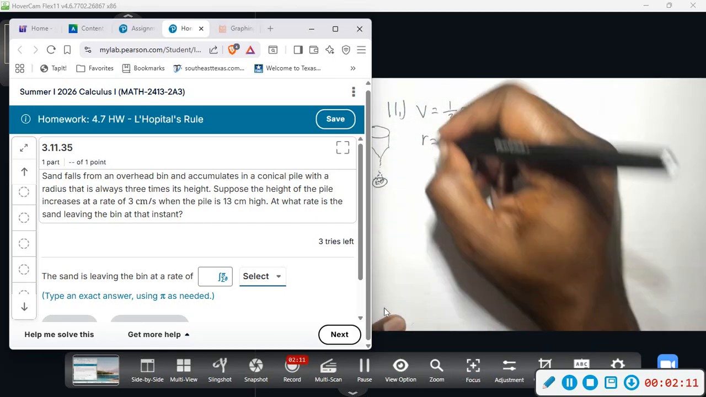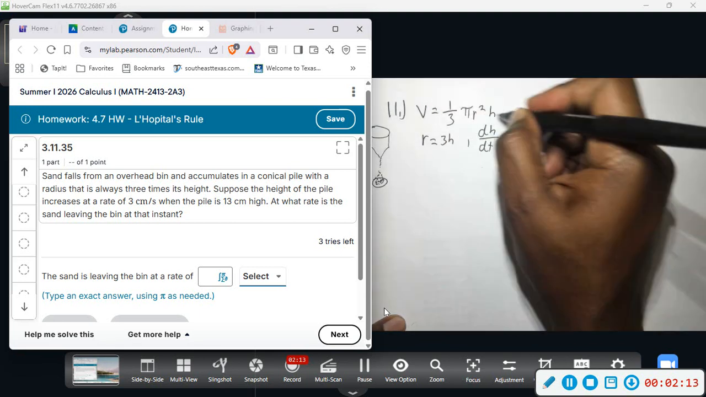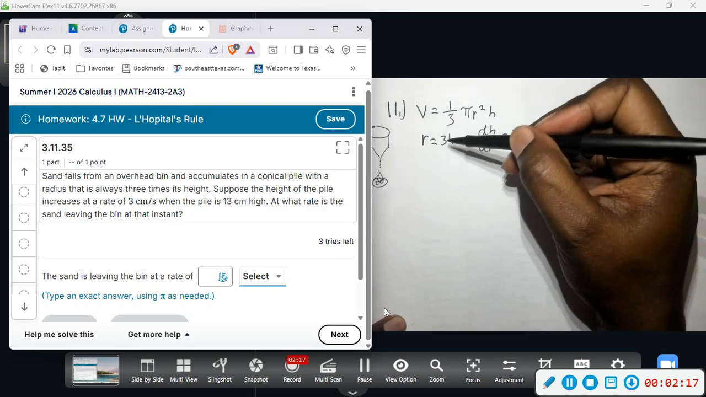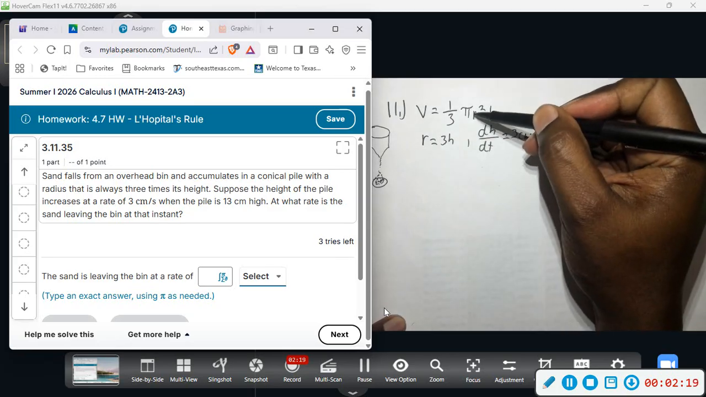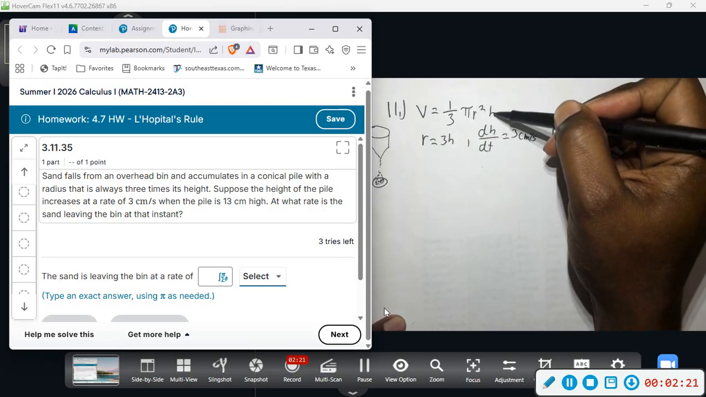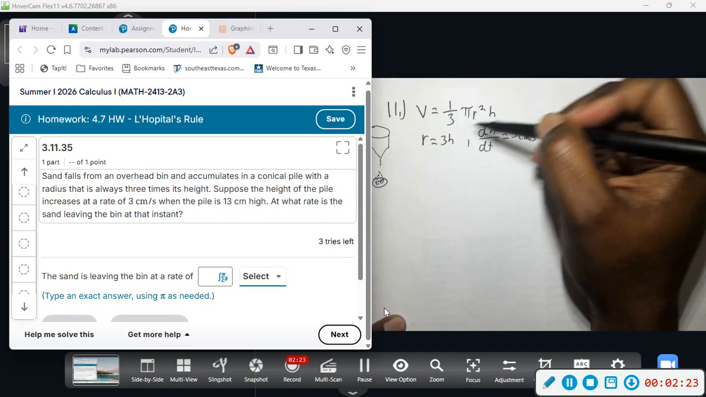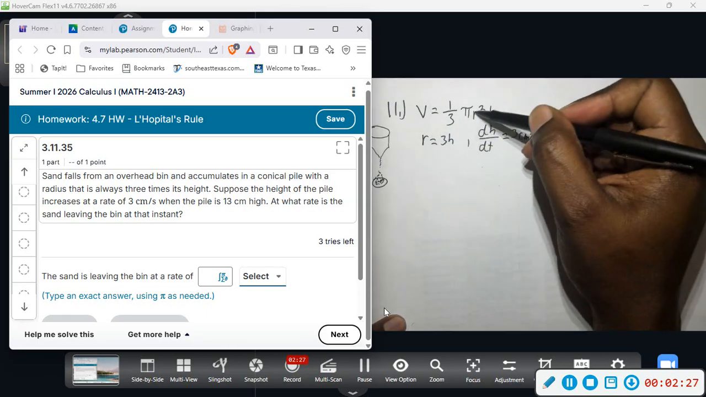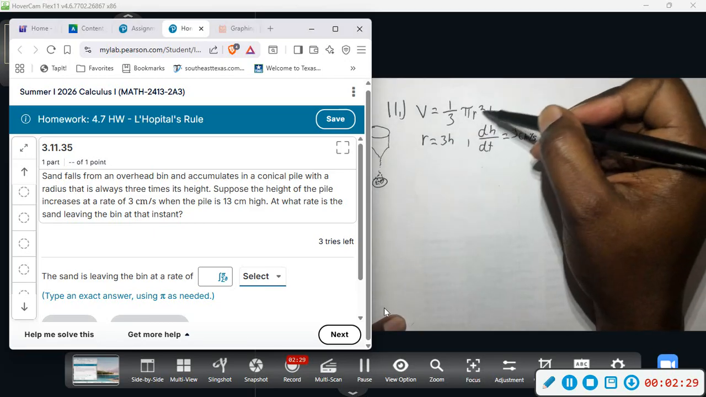All right, so what we're going to do is find the derivative. Well, we can plug in, because we have two variables, r and h. Since we're not given r, we want to plug in this equation so we have one variable.